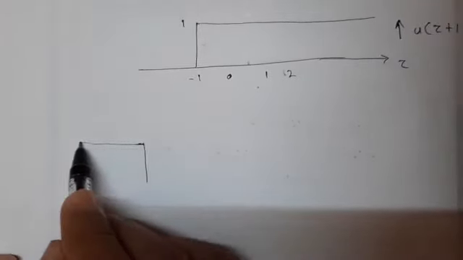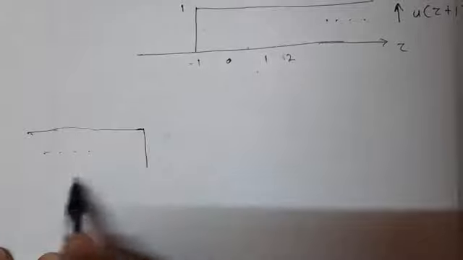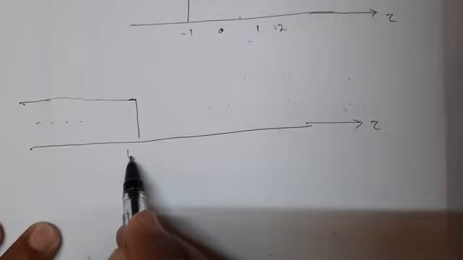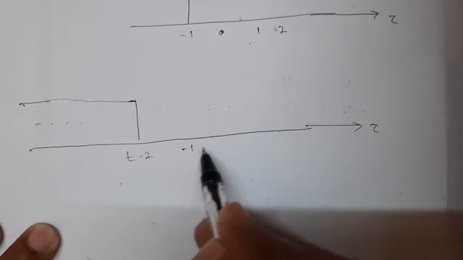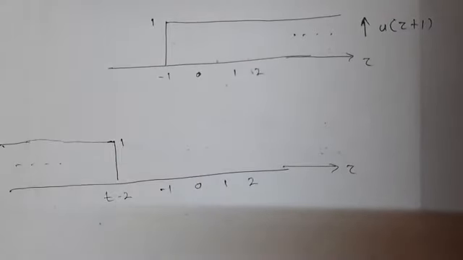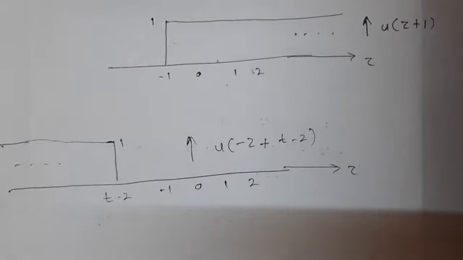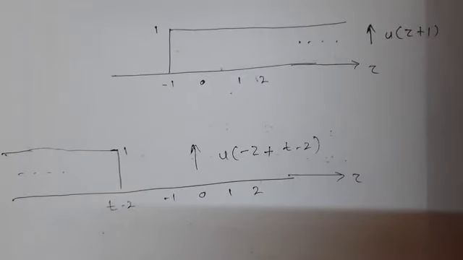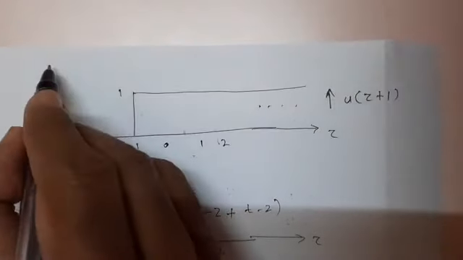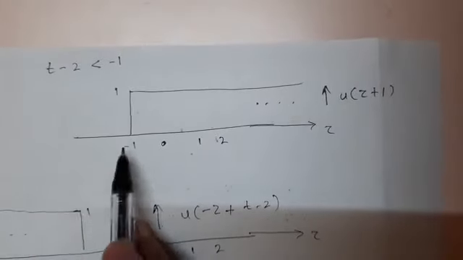You have to show it extending towards the left side. This is your x-axis tau. This is your t minus 2. Somewhere you have here minus 1, here you have 0, here you have 1, here you have 2, with an amplitude 1. What is this signal? U of minus tau, the reflected version of u of tau, shifted by t minus 2, and you have put a condition: t minus 2 less than minus 1.